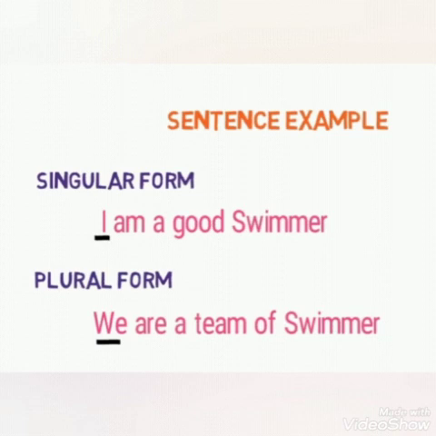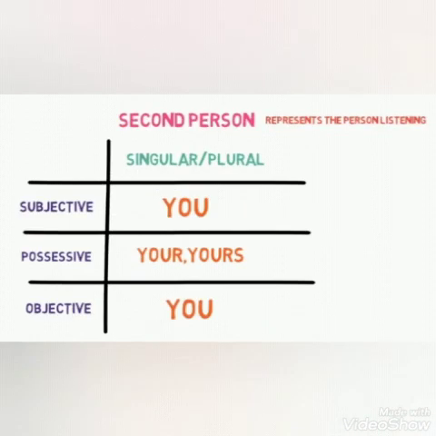Now let's look into second person. It represents the person who is listening. In the second person, singular and plural are the same. They are also divided into subjective, possessive and objective types. For subjective, you is used as singular or plural form. For possessive, your and yours are used as singular or plural forms. And for objective, you is used as singular or plural form.